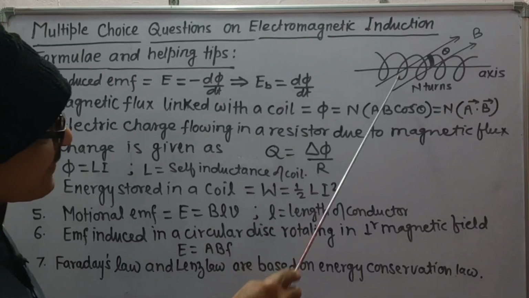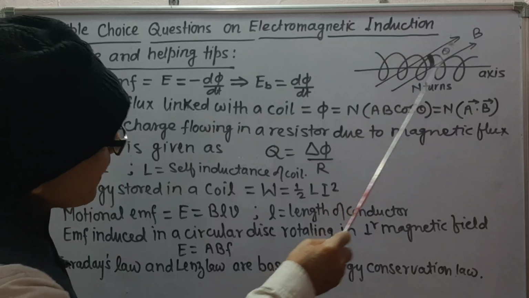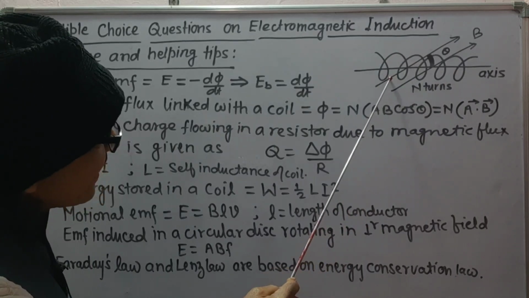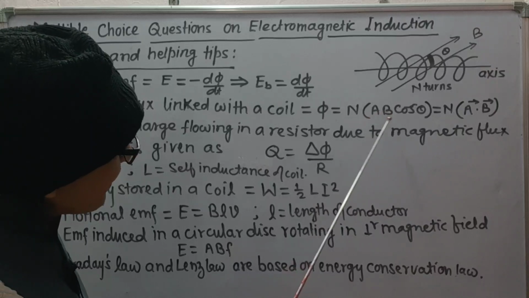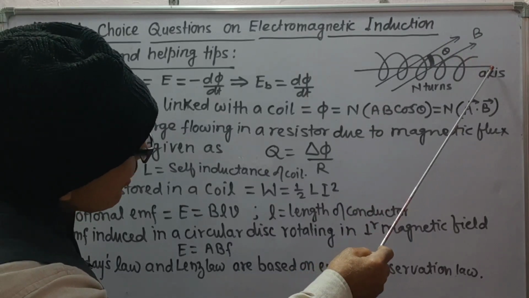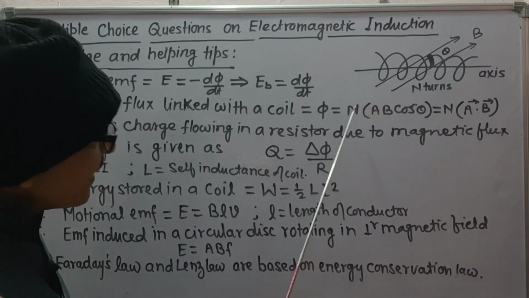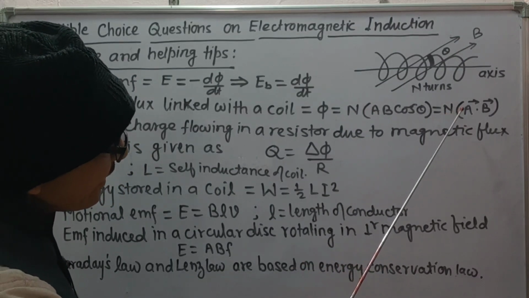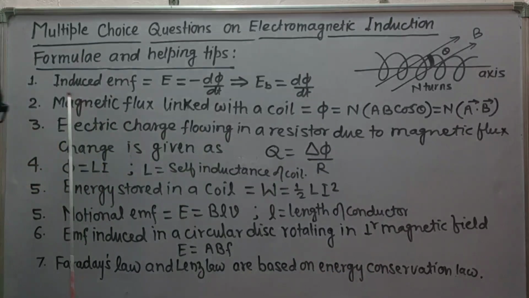Magnetic flux linked with a closed coil having n turns each of area A is given by phi is equal to nAB cos theta, where theta is the angle between the normal and magnetic field. So, it can also be written as n into A vector dot B vector.